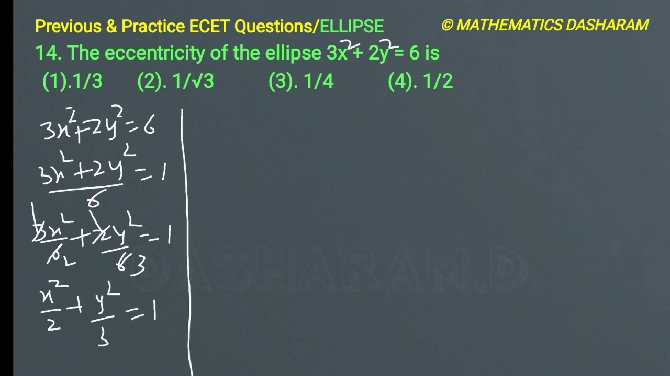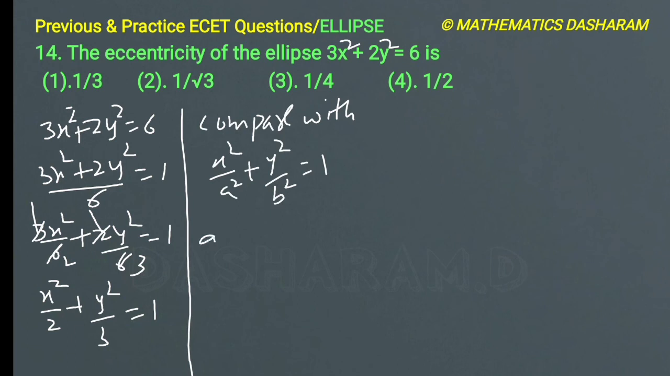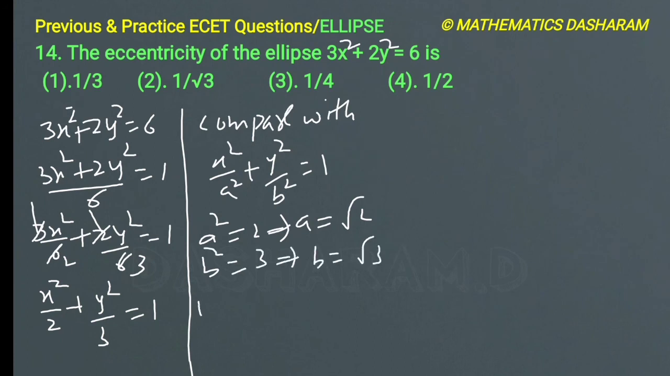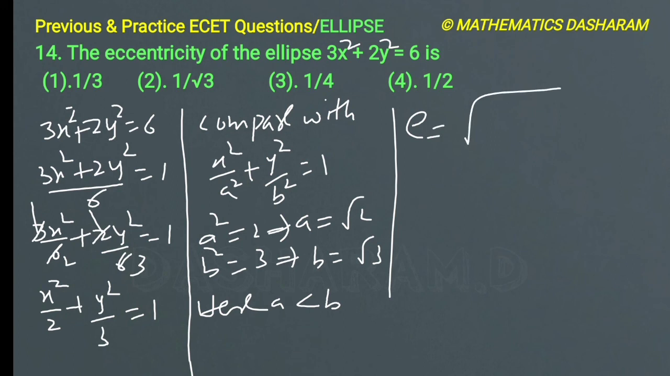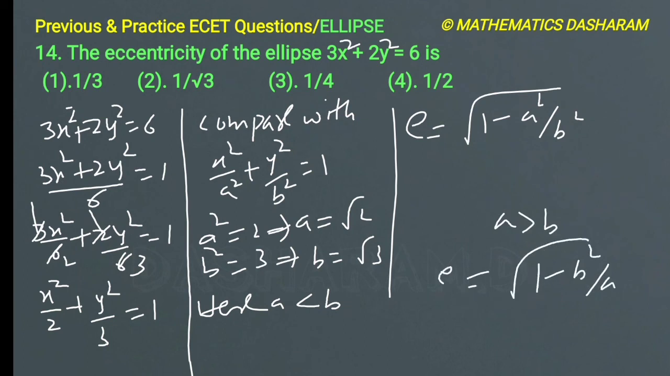Now compare with the standard form. So then a square equals 2, which implies a equals root 2. b square equals 3, which implies b equals root 3. Then here a is less than b. If a is less than b, then the eccentricity formula is under root 1 minus a square by b square. Because for a greater than b, the eccentricity formula is 1 minus b square by a square. So let's substitute the a and b values in this.